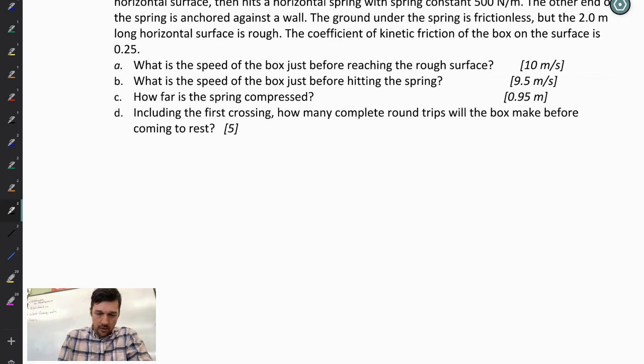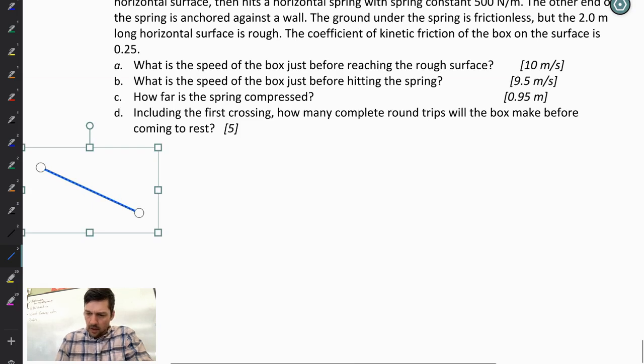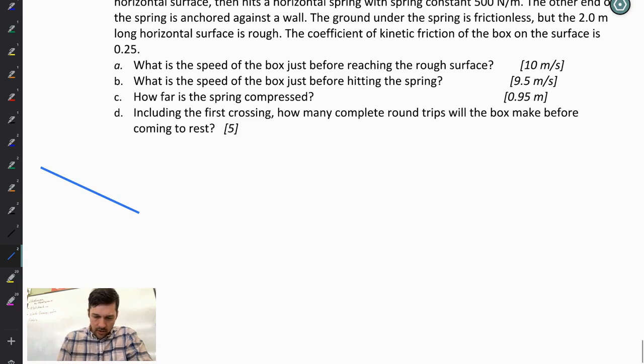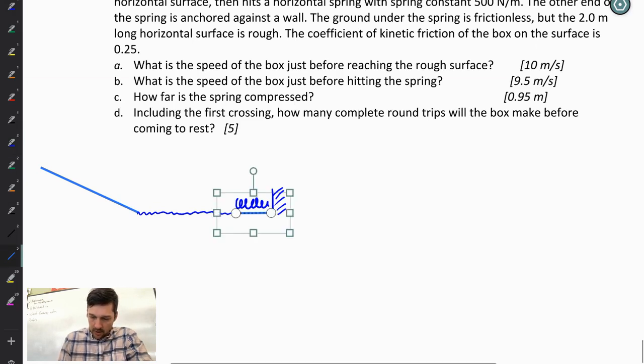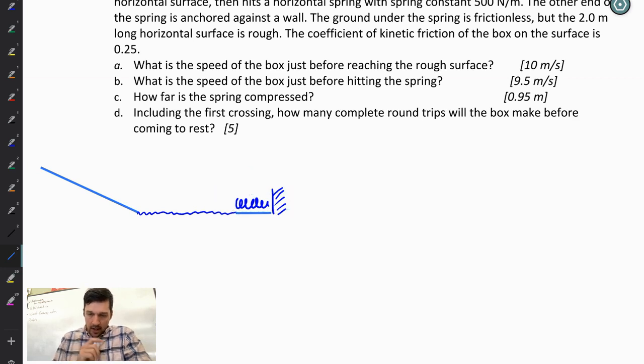So let's start with the hill. We've got a hill, 5 meters high, then it goes across a horizontal surface, which we have been informed is rough. So I'm going to draw a little rough surface, and then it hits a spring, which is attached to a wall, and the surface underneath the spring is smooth. So I'll indicate that with a nice smooth line. And this is our box. Our box will be orange.